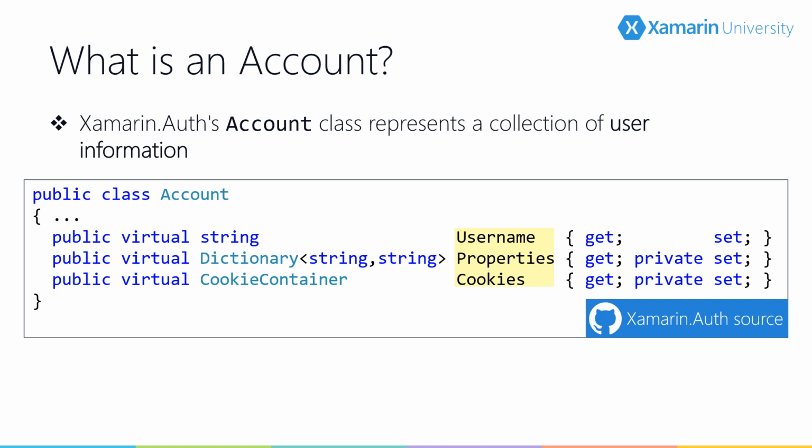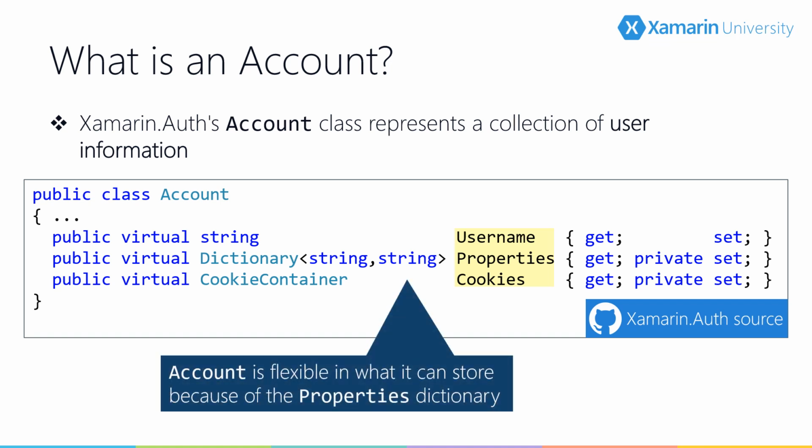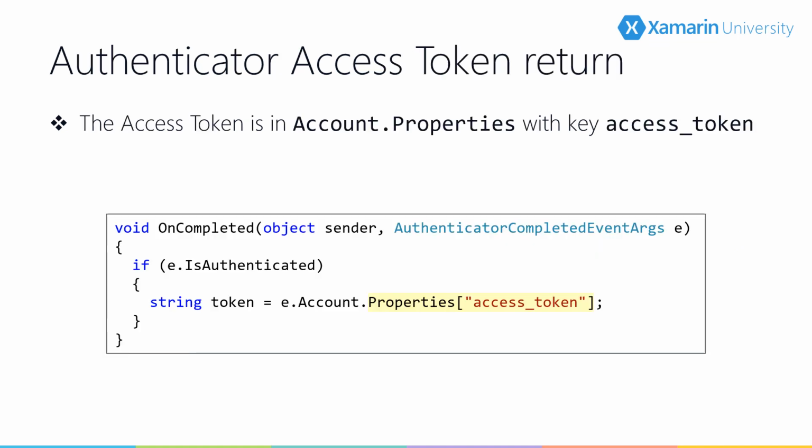And it has three properties. It has a username, which is stored as a string. It has a dictionary of type string, and this can store user details. And it has a cookie container that can store cookies for web services that control access via cookies. Now, because of the flexibility of the properties dictionary, the account object is very flexible in what it can store.